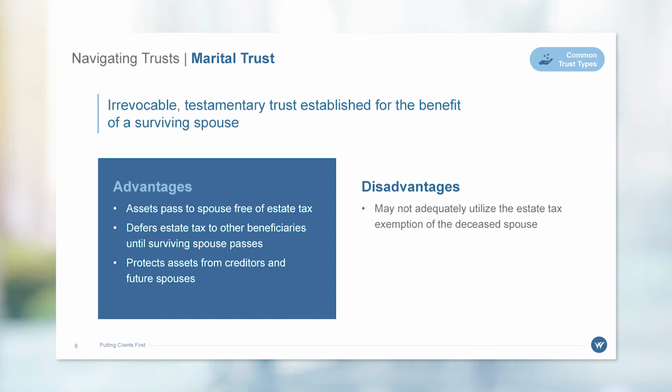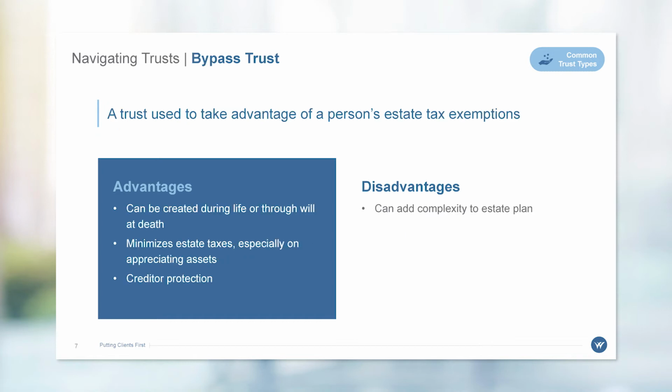However, if the surviving spouse remarries, access to the deceased spouse's unused exemption is forfeited. And so to protect against this, this is one of the reasons that often if you have a marital trust, you see it used in conjunction with another trust, and that is called a bypass trust. So you may also hear a bypass trust referred to as a credit shelter trust or also a family trust. And all those different terms are generally referring to a similar type of trust.